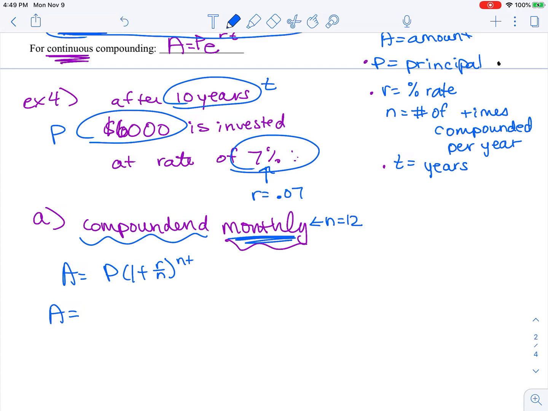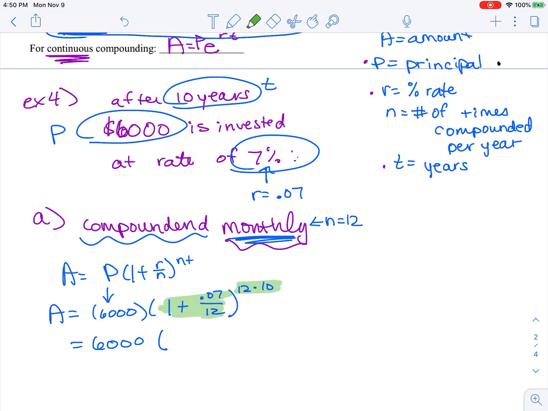So let's go ahead and calculate that. A is the amount that we're looking for. P is $6,000 that was invested, times 1 plus r, which is 0.07, divided by n, which is 12, to the 12 times t, which is 10. So now we're going to simplify, and what I like to do first is simplify your exponent.